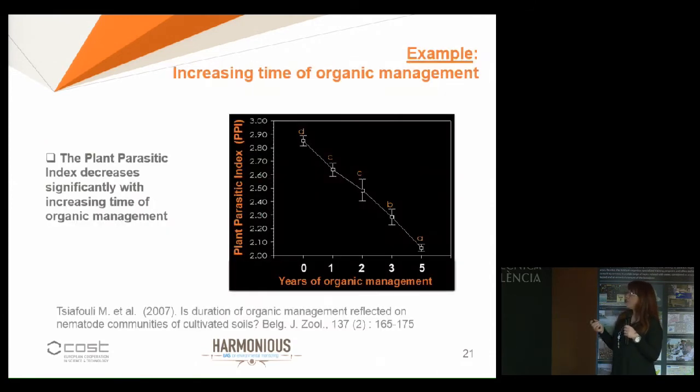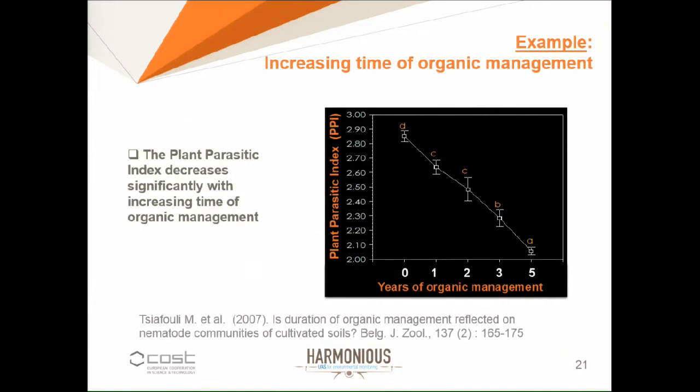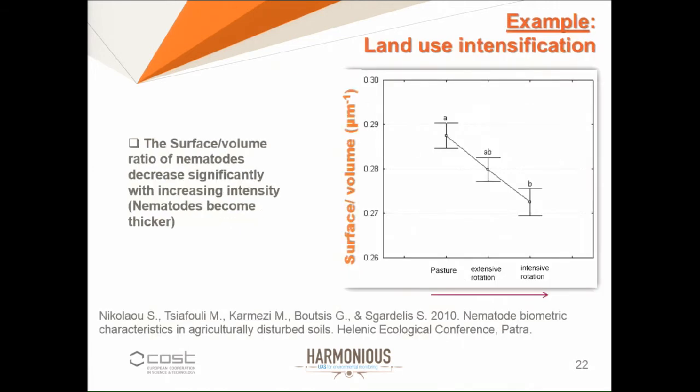Just an example of how they nicely respond to land use. Here you can see on the x-axis the years of organic management, and you have one index, the plant parasitic index, which is the load by plant parasitic nematodes. Nicely, the index decreases with years of organic management. And here's another indicator, which is the form of nematodes. The form of nematodes changes with increasing land use, the gradient on the x-axis.